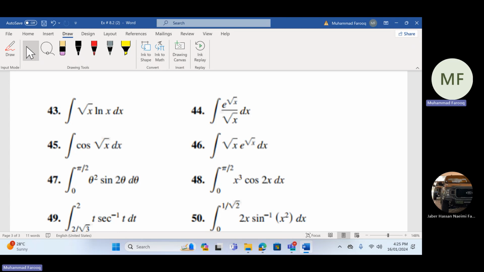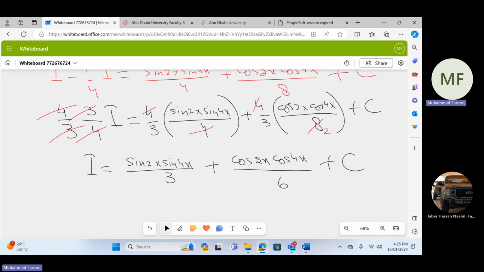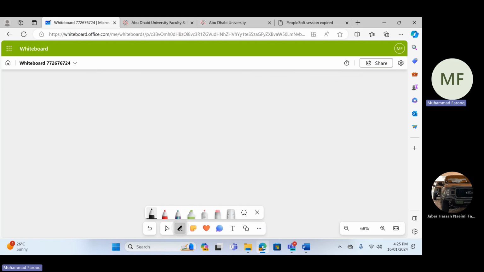Okay, let's discuss. Actually, 45 and 46 are both the same. I have answered with another way, which is much easier. If you say times 1, I don't think you get the answer. Okay, I'll show you 45, 46. Let's take 45, the cosine of root x.